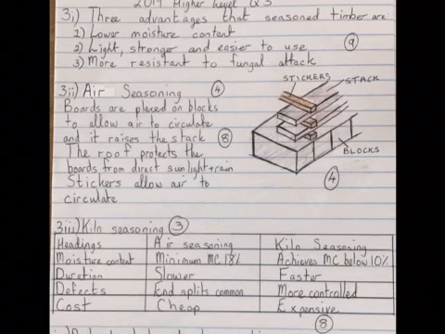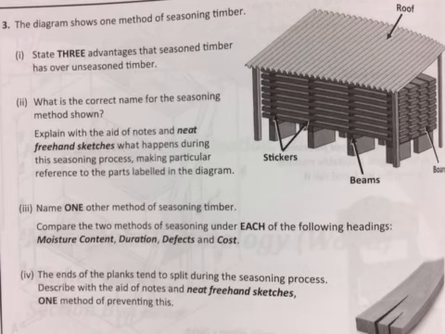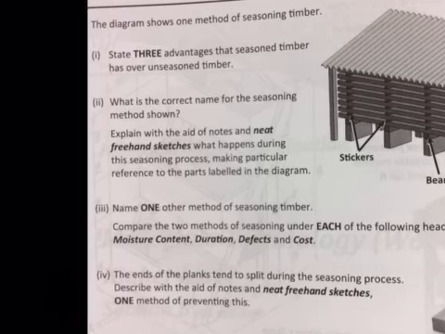Alright, so the thing with that part was making particular reference to the parts that were labelled in the drawing of the question. Alright, so the parts that were labelled in the drawing here. Okay, so then part 3, name one other method of seasoning timber. Compare the 2 methods of seasoning under each of the following headings: moisture content, duration, defects and cost.